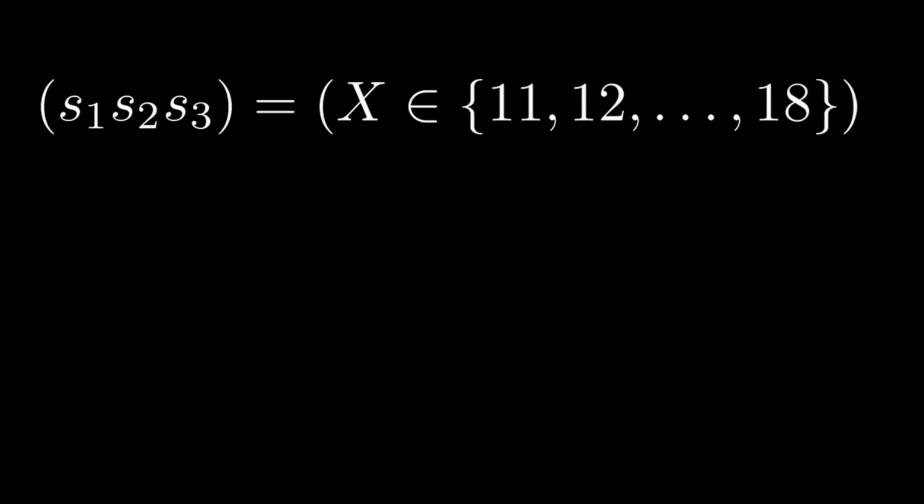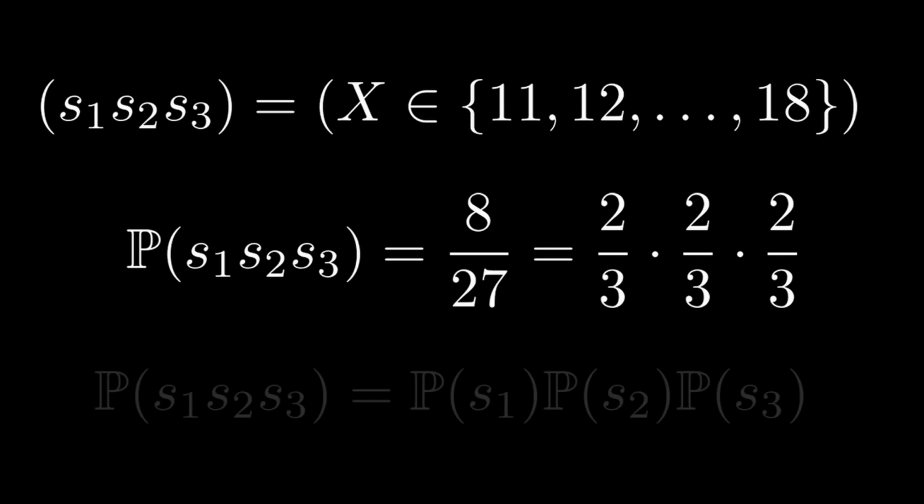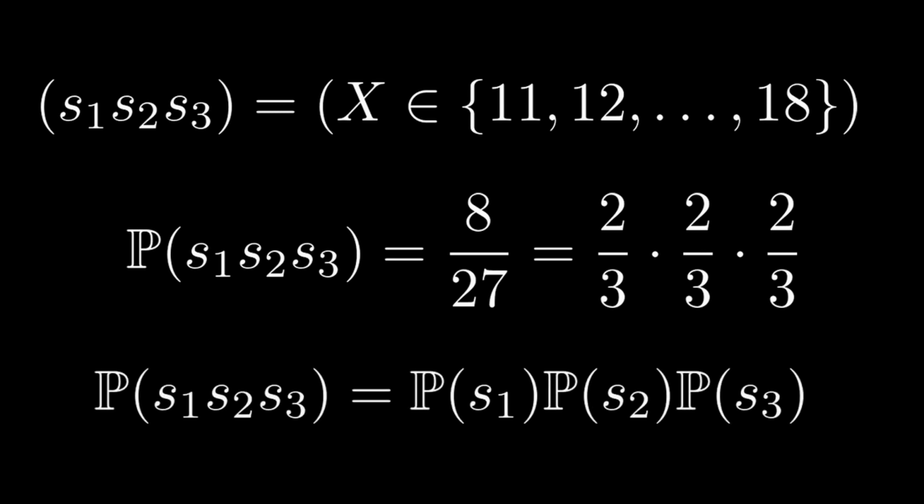And the probability that all 3 occur, S1 and S2 and S3, is the same as the probability that X is in the event from 11 up to 18, which is 8 out of 27. Now this is 2/3 cubed, and so that just equals the probability of S1 times the probability of S2 times the probability of S3. So are those independent? Well, no. And there are many reasons why.